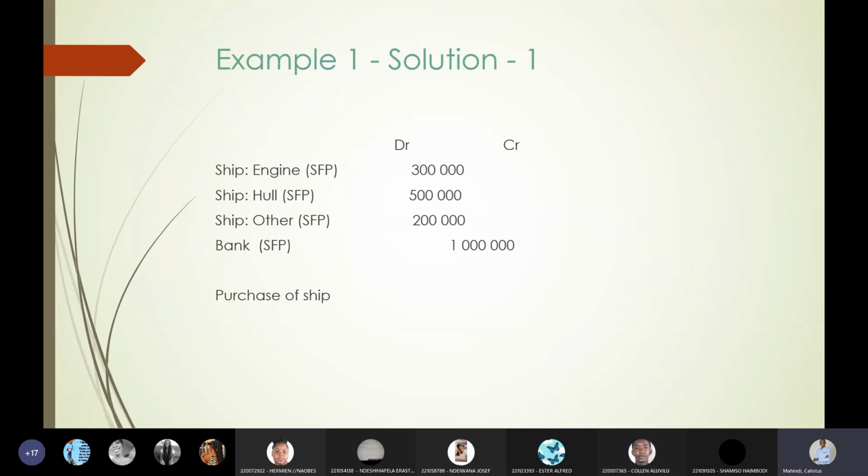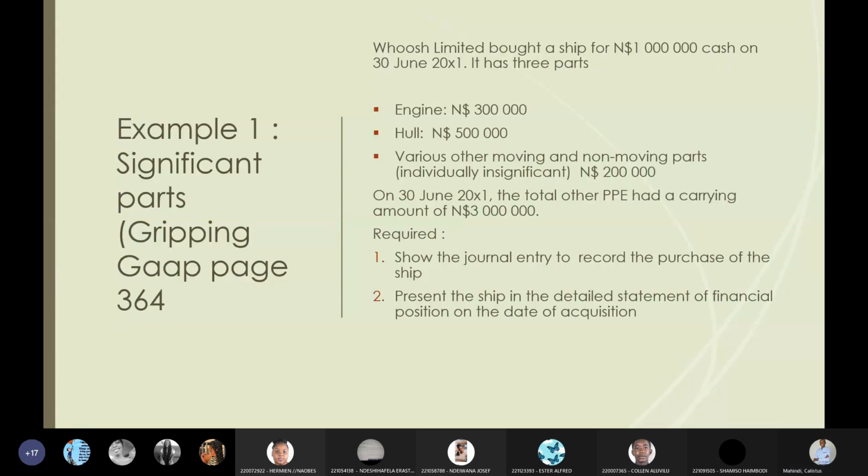Then we debit the ship, the engine component, the ship, the hull, and the ship, the other parts. So all of those 3 major components are shown separately, and we credit the bank the payment 1 million. All right, so that is the solution. Are there any questions? No questions?